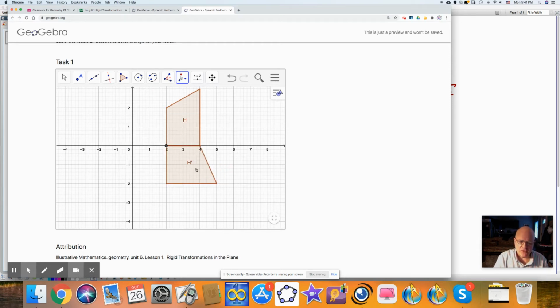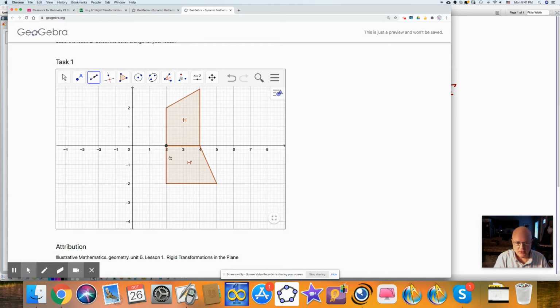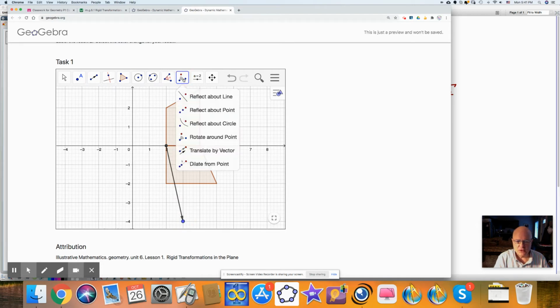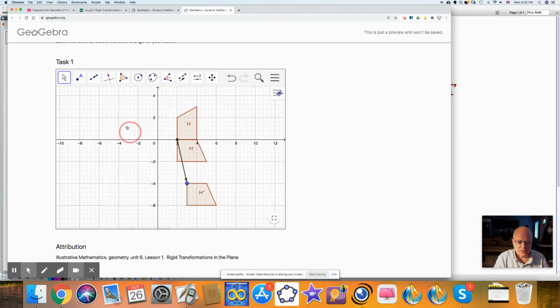And then I'm going to take this figure and translate it by a directed line segment, or a vector, from 2, 0 to 3, -4. So it's going to go this far. The whole figure is going to go that far. So I'll use my translate by vector. I'm going to translate this figure, not a point. I'm going to translate the entire figure by this much. I'll make it smaller so that you can see it, and move it so we can see it.